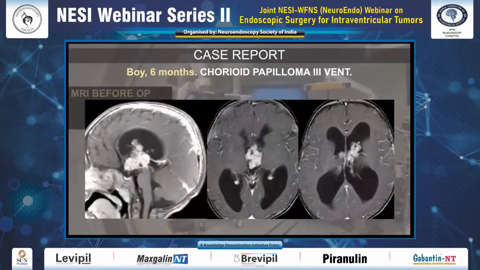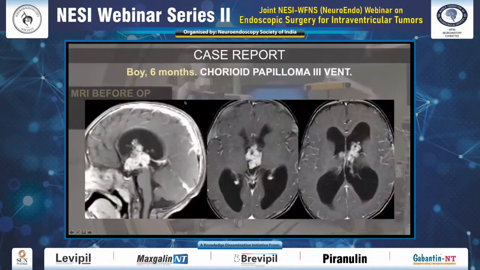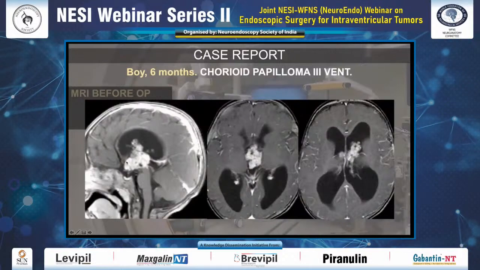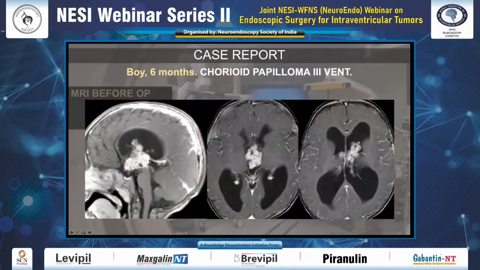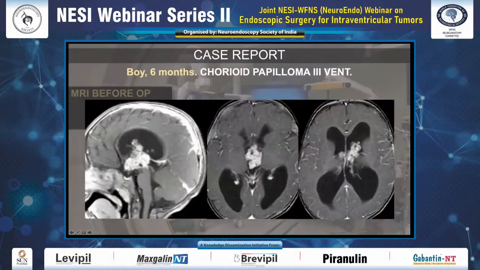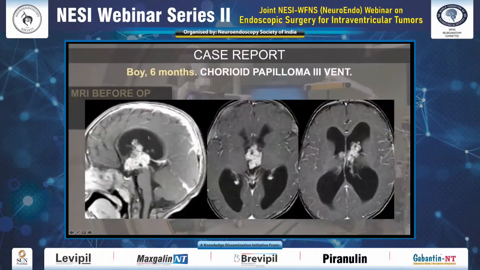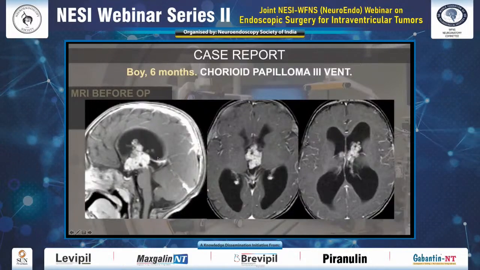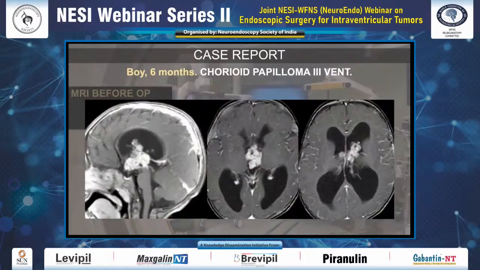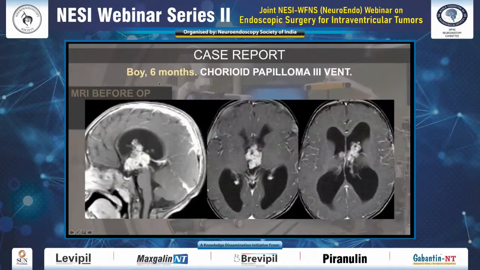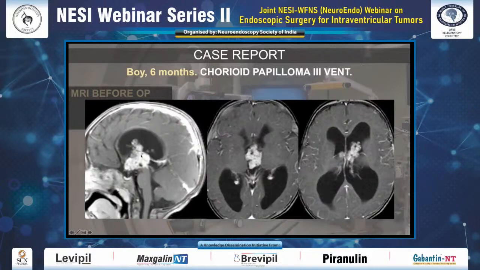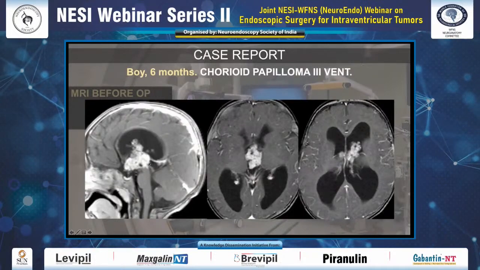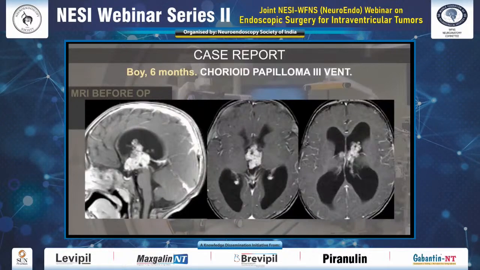And now I want to show some cases about possibilities of this kind of surgery. For example, this is a very small baby, 6 months old, with a big tumor that fills the third ventricle and goes out from the third ventricle into the lateral ventricle through the foramen Monro. This case is a big challenge for any surgeon, because it's a small baby, and a lot of vascularization, and even for open surgery it is a difficult case.